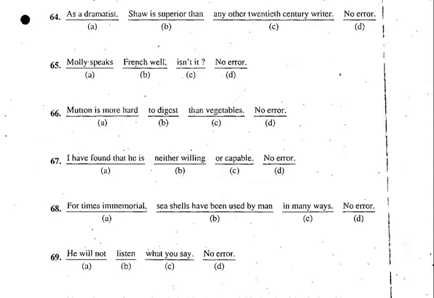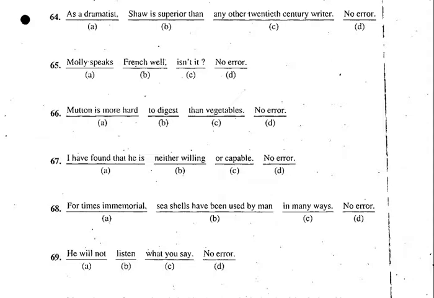When we use superior, see degrees of adjectives. Now Shaw is superior than, a comparative degree is there. Now any other 20th century writer. So something wrong must be there either in B or C, because in A there's no error. So the error is in either B or C. Any other 20th century writer is correct. So B is the right answer. So there is an error in B.